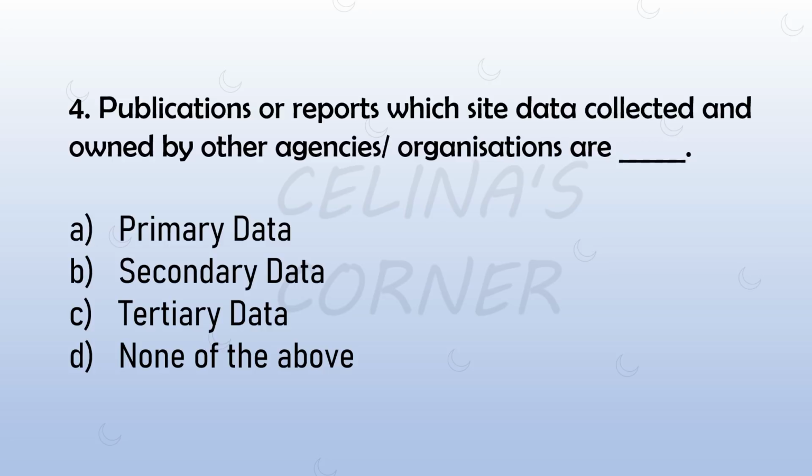MCQ 4. Publications or reports which cite data collected and owned by other agencies or organizations are called dash. The options are primary data, secondary data, tertiary, or none of the above. It is option B, secondary data. Primary data is the data that that particular agency owns, or it has conducted surveys and achieved it. But secondary data is data that is used by other people. They can make surveys and analysis and recommendations on this data, but basically it is not owned by them. So this kind of data will be called secondary data.